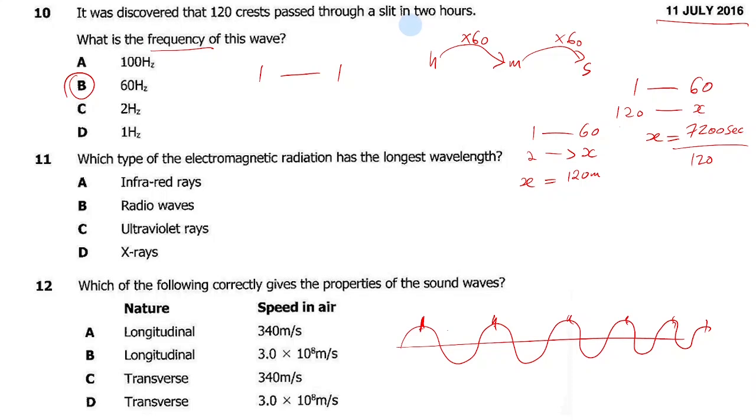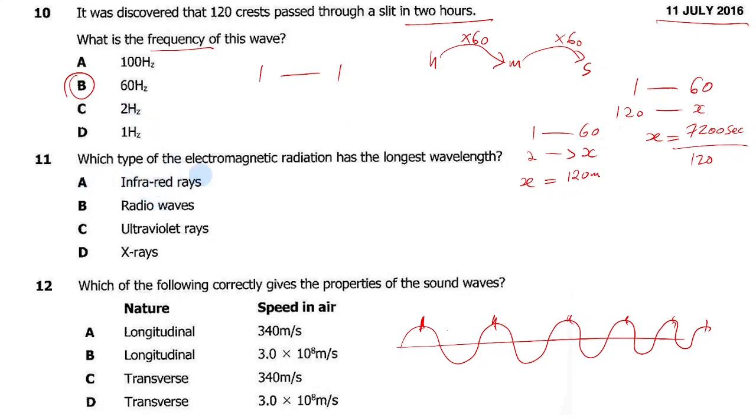Now here they've given us 2 hours. The waves that are passing through a slit for 2 hours, 120 crests. So now what is the frequency? So we get that total amount, which is 7,200 seconds, divided by 120, which gives us 60.